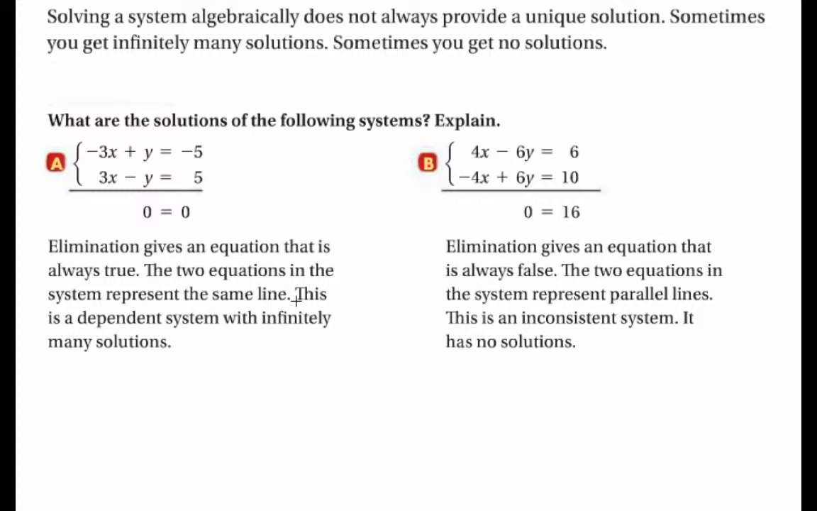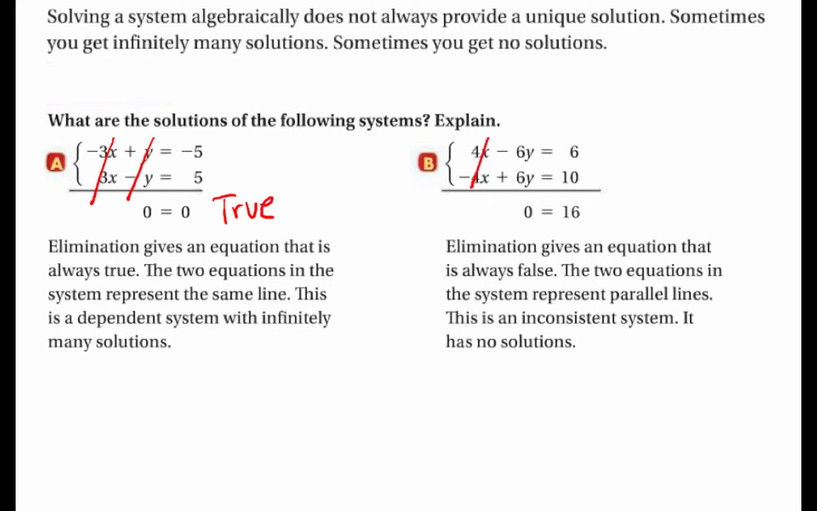In example A, what are the solutions of the following systems? Explain. Well, if we use elimination here, the x's and the y's are eliminated, but when we go to combine negative 5 and 5, we get 0. We actually get a true statement here. If x and y are both eliminated, but we're left with a true statement, okay, a true equation, then what that does is that tells us that we have infinitely many solutions. We actually have identical or equivalent equations, right? They don't look equivalent, but they are, okay?